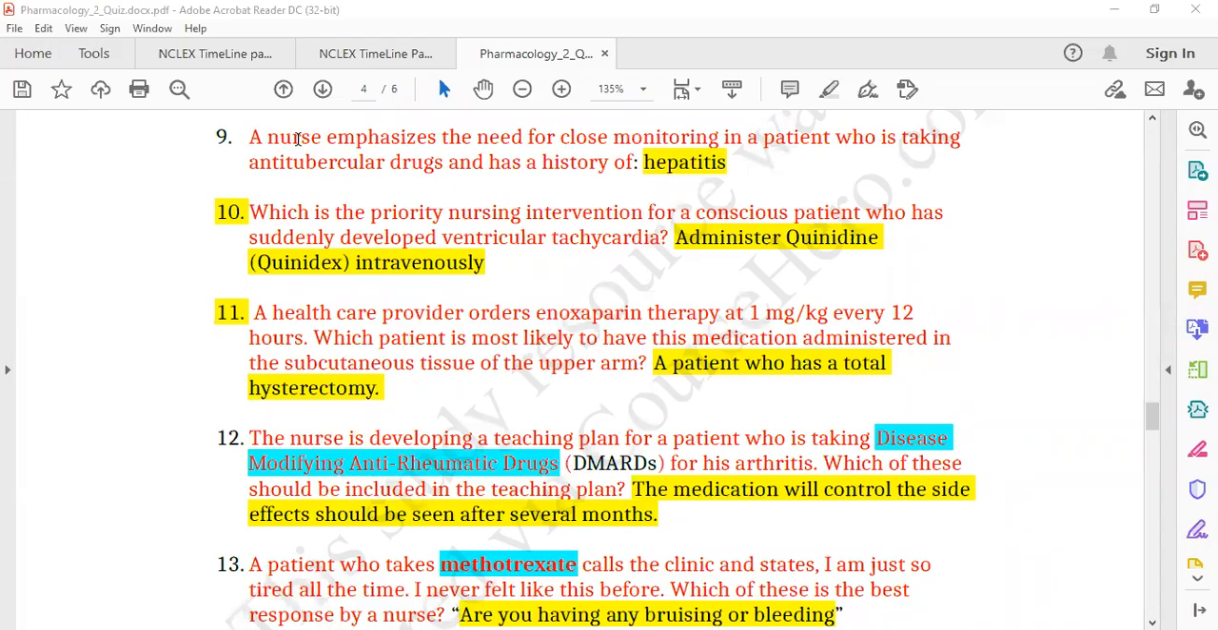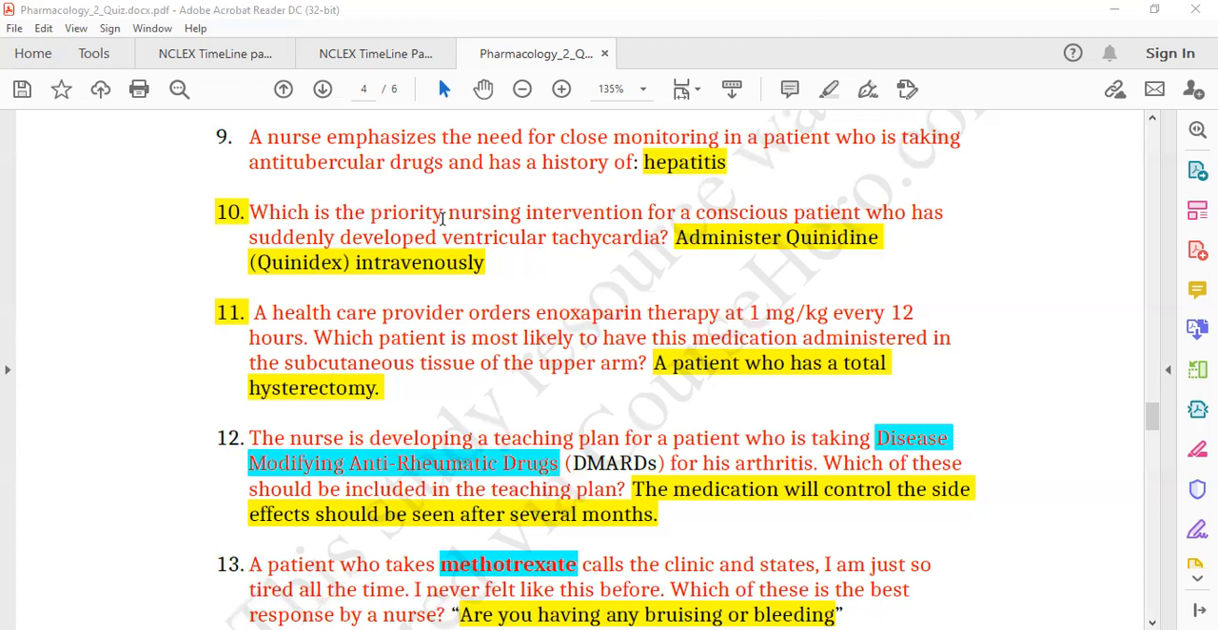Next question here. A nurse emphasizes the need for close monitoring in a patient who is taking anti-TB drugs and has a history of what? So most of the anti-TB drugs are hepatotoxic, they cause hepatotoxicity. So we have to check the liver function test before starting, and when the patient continues this medication, we also have to check. So hepatitis needs to be checked.